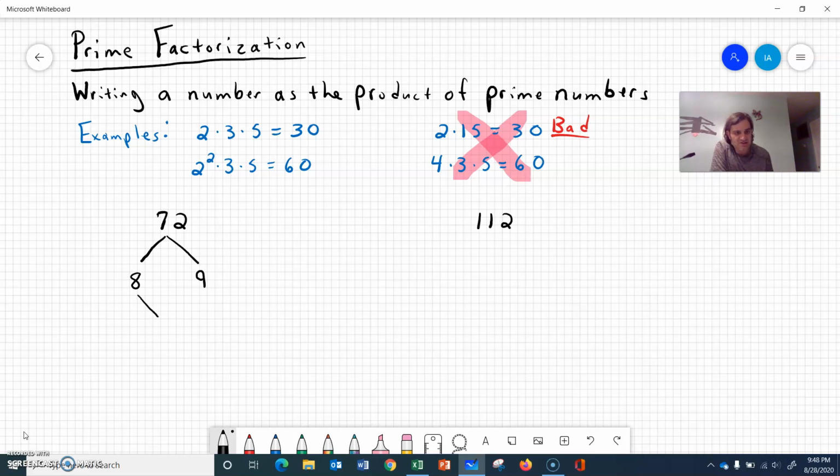8 can be broken into 2 and 4, and 4 can be broken into 2 and 2. So 2 can't be broken down anymore. 9 can be broken into 3 times 3, and 3 can't be broken down anymore. So what I'm going to do here to make sure we see it is circle the end of all of these, which is a bunch of 2's and a couple of 3's. Okay? And everything above was just work that got me there.